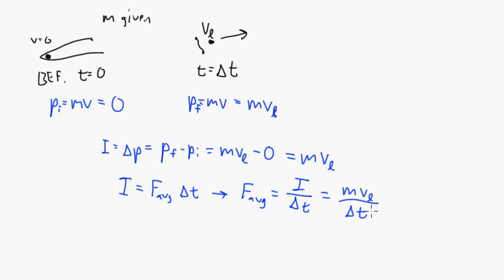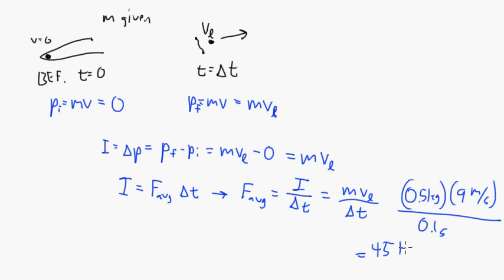Okay, so that's our answer. And as I recall, the mass was 0.5 kilograms, v sub l was 9 meters per second, and delta t was 0.1 seconds. So 0.5 divided by 0.1 is 5, and then times 9 is 45. So this is equal to 45 kilograms meters per second, and then per second. That's meters per second squared, and kilogram meter per second squared is a newton. So this is all equal to 45 newtons. That is your final answer for average force.